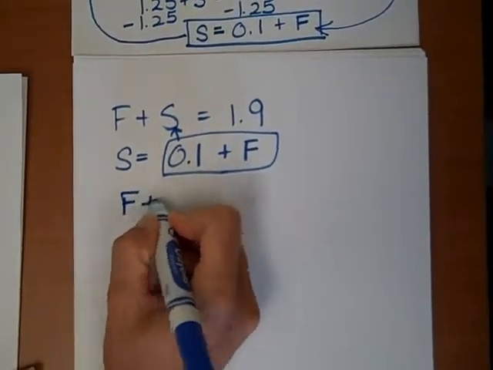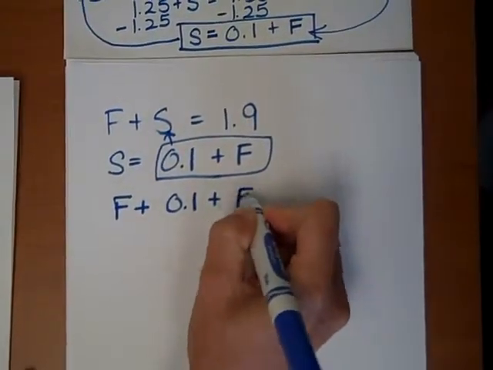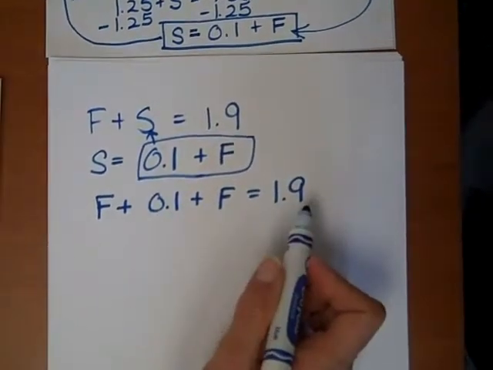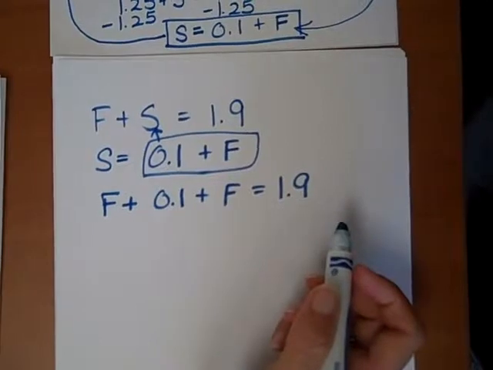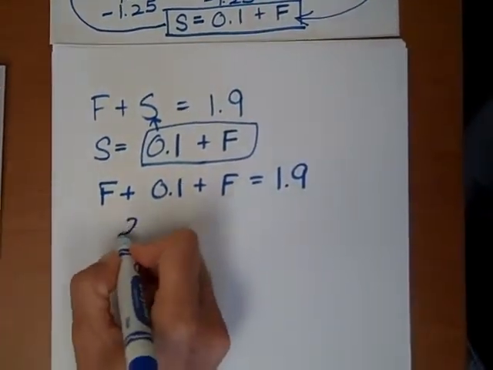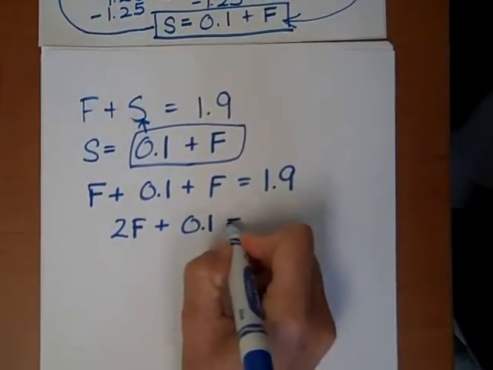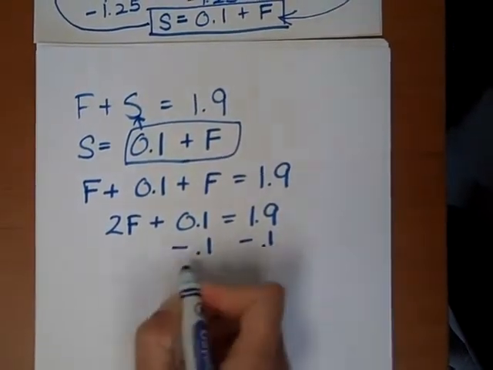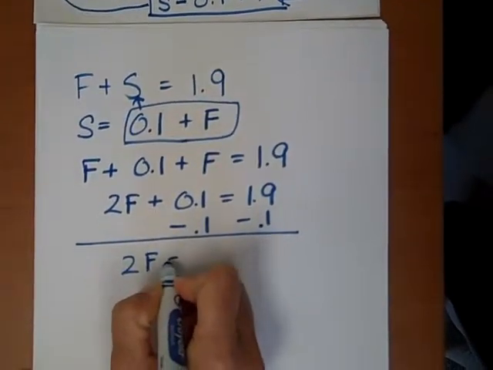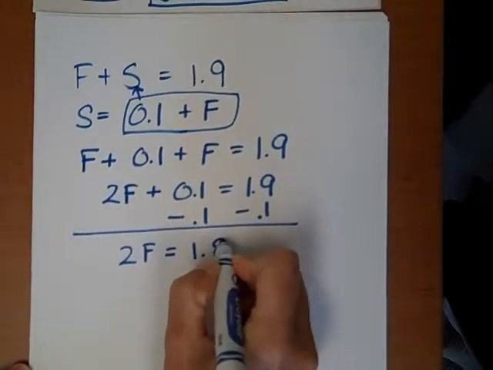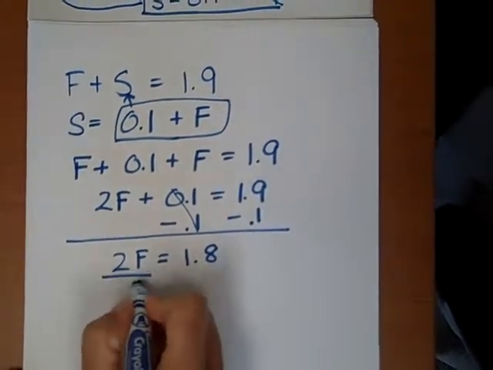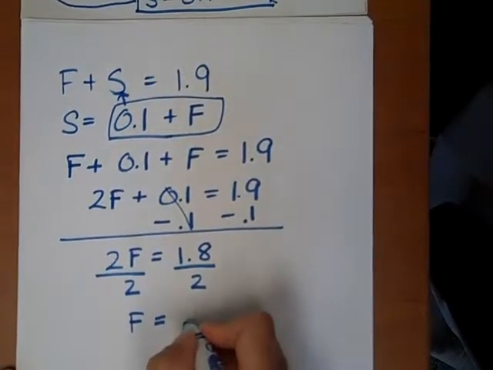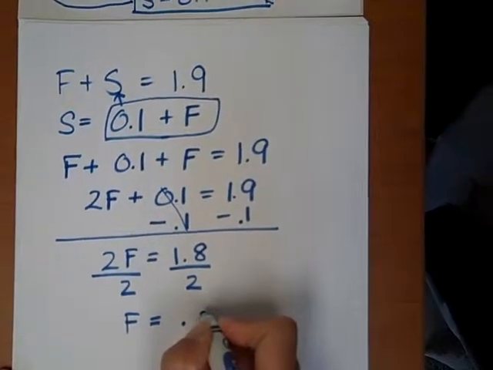So now I have F plus 0.1 plus F is equal to 1.9. And now I have just one variable in here because there are only two F's and no S's and no B's. This is how we use algebra to solve equations when we have just one variable. So now I have 2F plus 0.1 is equal to 1.9. I subtract the 0.1 from both sides, and I have 2F is equal to 1.8. This crosses out. Now I divide by 2, so I know F is equal to 1.8 divided by 2. So that's going to be 0.9.